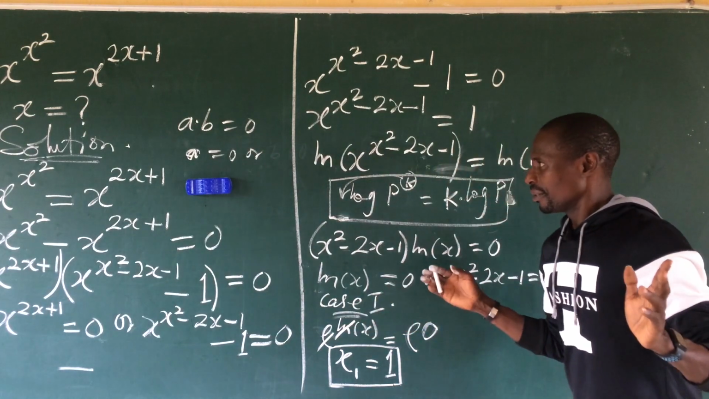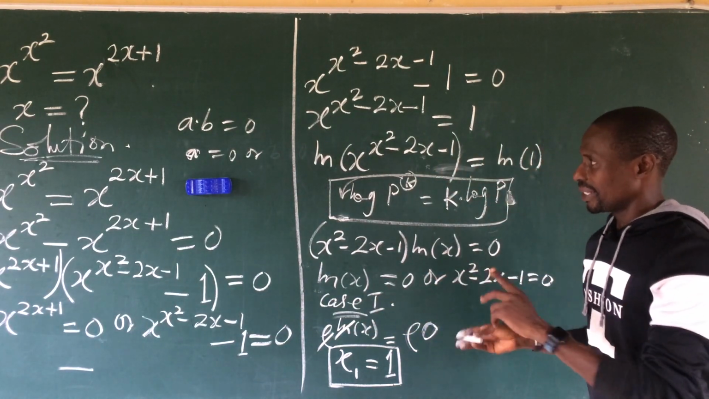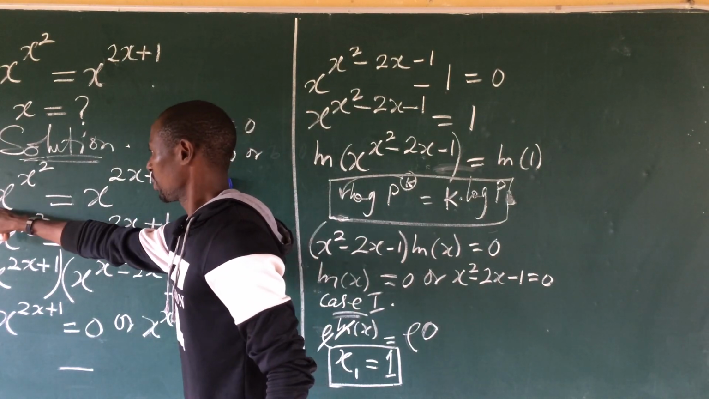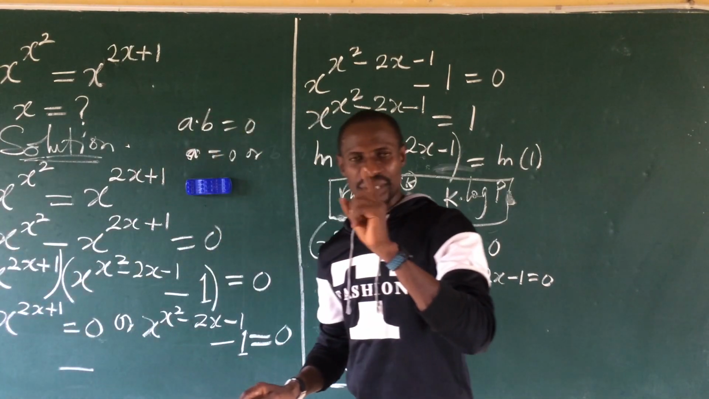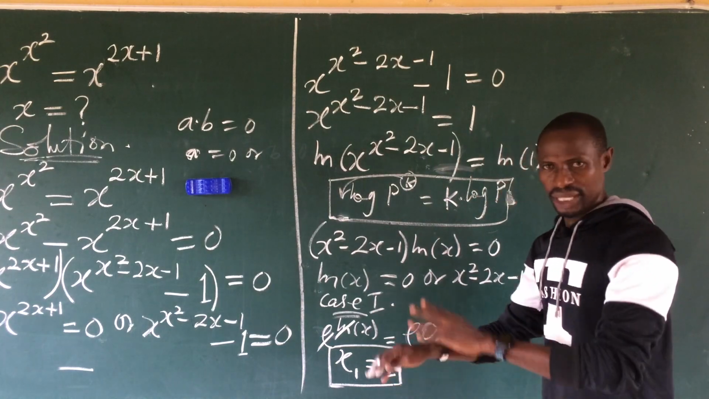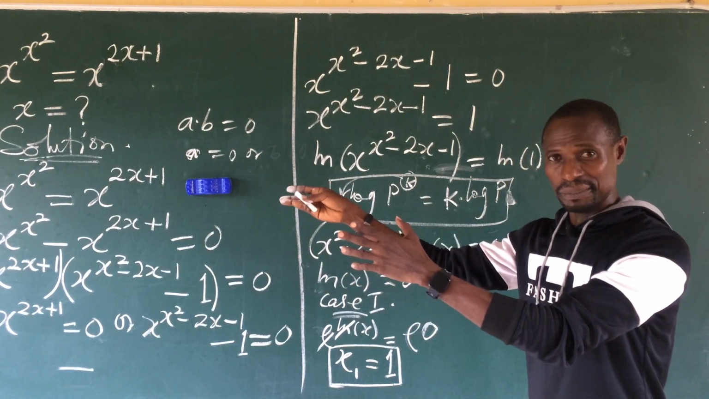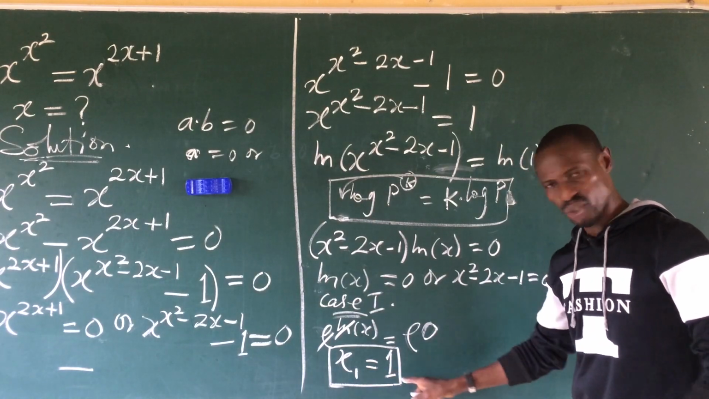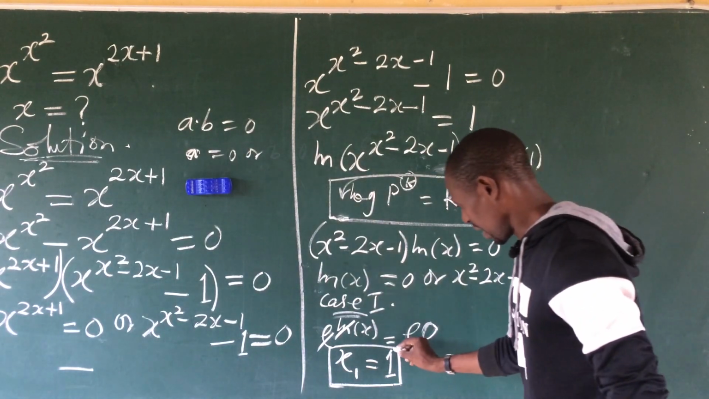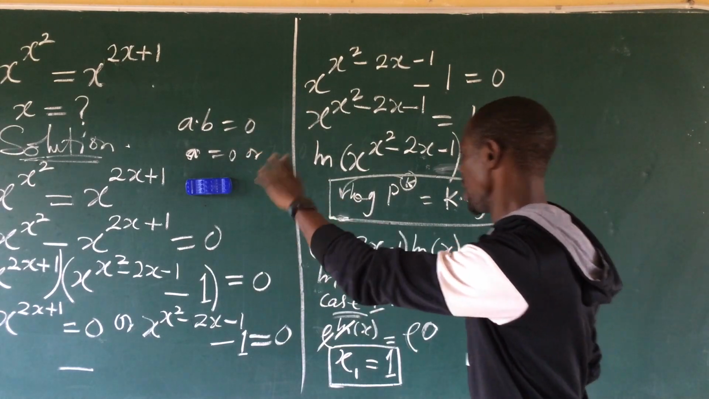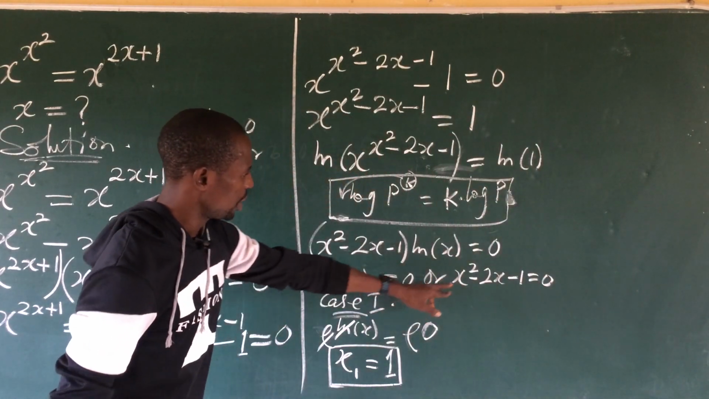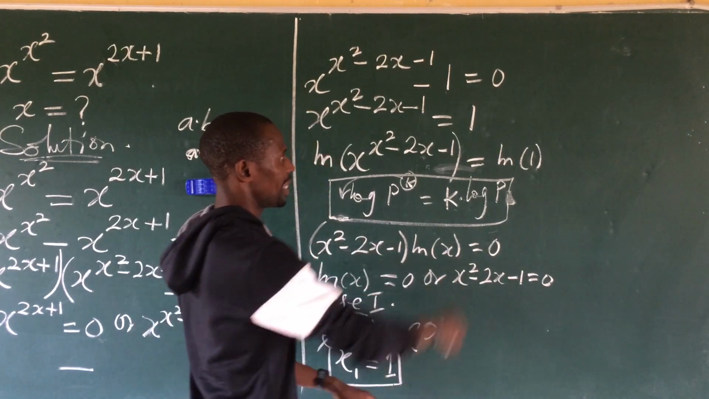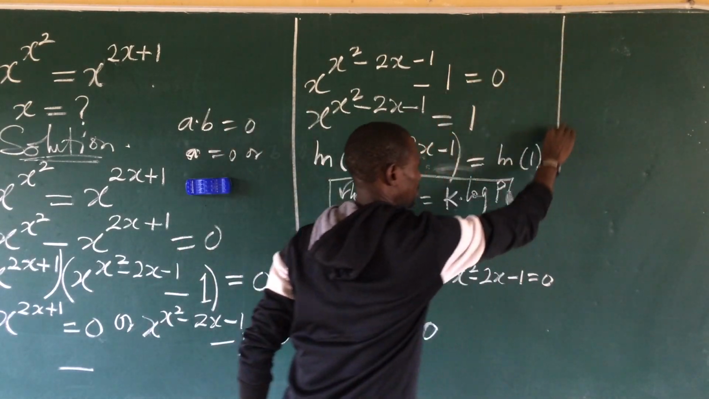So you now see the picture is clear. As I said, so long as the bases are the same, one of the roots is going to be 1. So if you do not accept that theorem, I've proven to you that 1 is one of the roots to our exponential equation. So we now have case 2, which is x squared minus 2x minus 1. So how do we solve for this now? Let's continue on this side again.